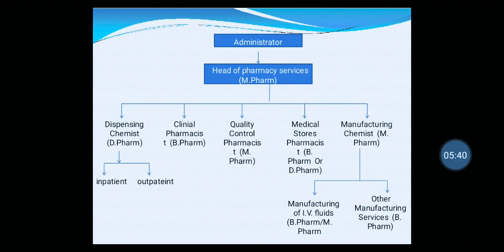Next, administration, the head of the pharmacy service. Different parts are included in the hospital pharmacy, such as D-Pharm, B-Pharm, and M-Pharm. These are the different qualifications used in the hospital pharmacy, such as the dispensing chemist with a D-Pharm, for inpatients and outpatients. A D-Pharm qualified person works as a dispensing chemist, providing medication for inpatients and outpatients. Next, the clinical pharmacist: a B-Pharm qualified person works as a clinical pharmacist.